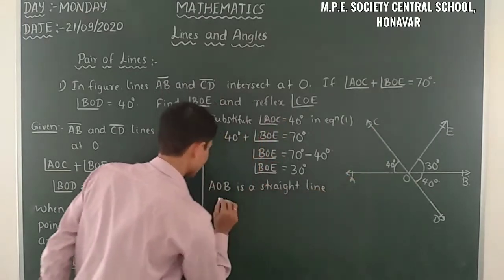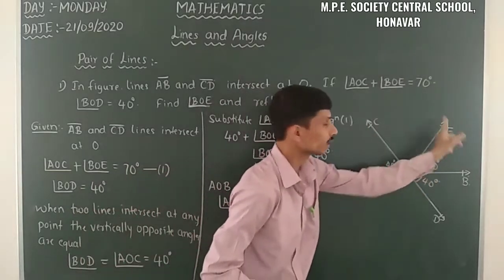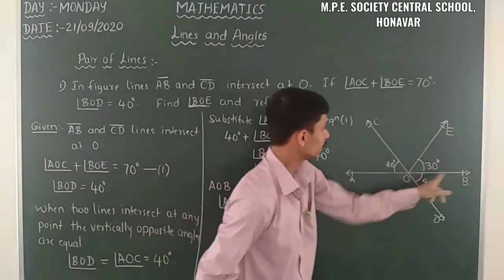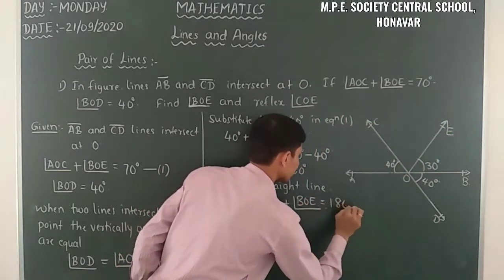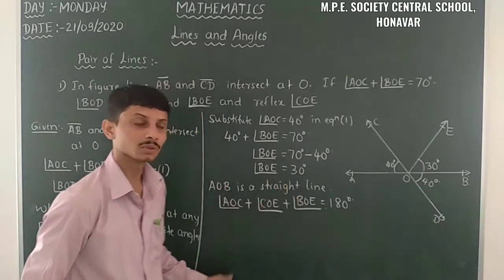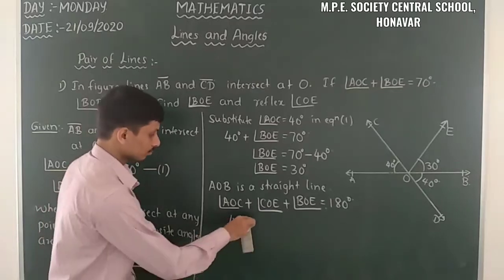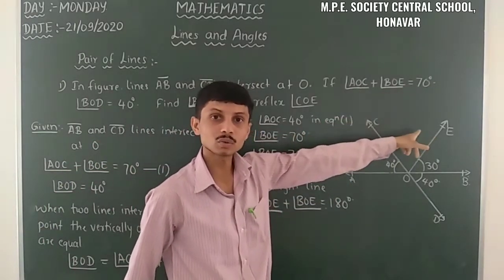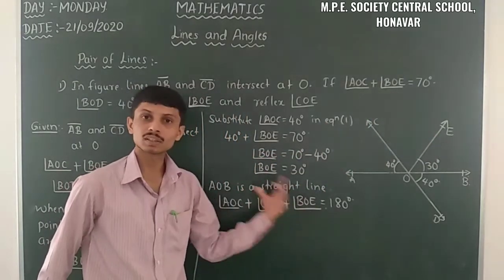Angle AOC plus angle COE plus angle BOE is equal to 180 degrees. So we have angle AOC and angle BOE. Just substitute. Firstly, we have to know that angle AOC plus angle BOE is equal to 70 degrees. We already have that, so we can directly insert angle AOC plus angle BOE is 70 degrees.